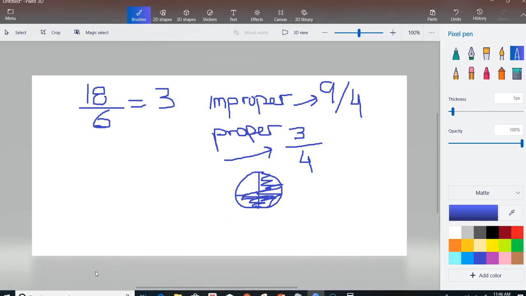In the next video, we're going to learn how to transform a mixed number into an improper fraction and learn more about operations with fractions. I'll see you then.